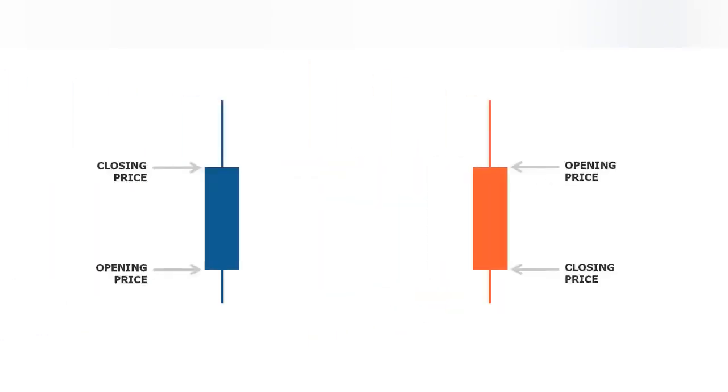An orange candle forms when the price goes down during the formation of the candle. So an orange candle has the opening price at the top of the body and the closing price at the bottom. The wicks show you the highest and lowest price that has been reached during the period of the candle.